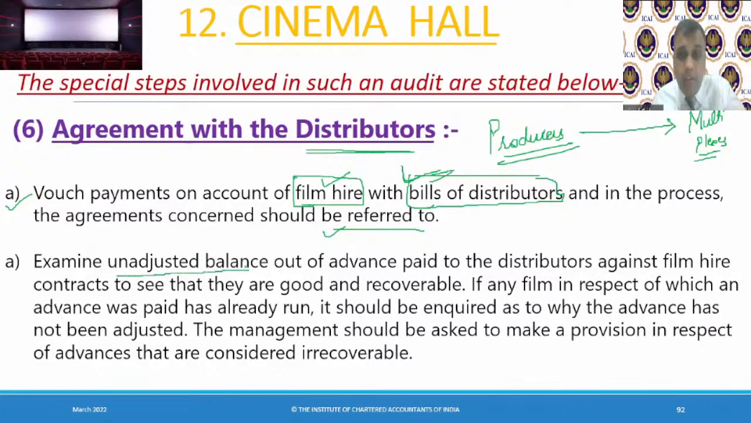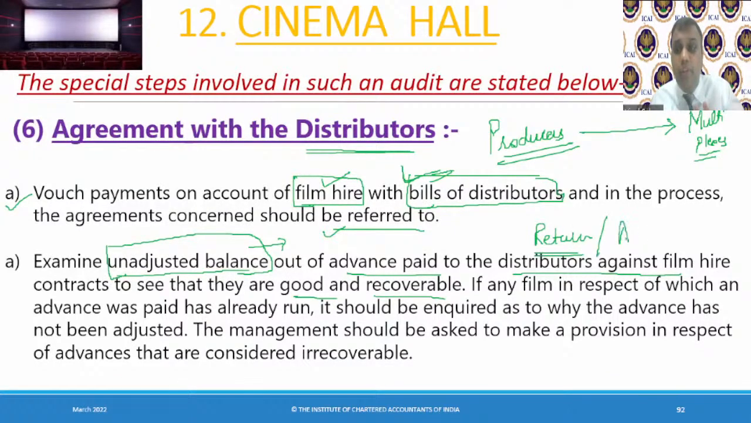Examine unadjusted balance out of advance paid to the distributors against film hire. We might have given some caution money, some deposit to the distributor, and check whether there is any balance which remains unadjusted against what was due to them or from them. We had given them an advance. It should be adjusted against what is required to be given to them after a successful running of films, whatever collections we get by the sale of tickets. So we have to check if there is any balance still lying in their account which has not been adjusted, whether it is good and recoverable. Either the distributor will return the advance to us, or it will be adjusted in the future with some other movie.